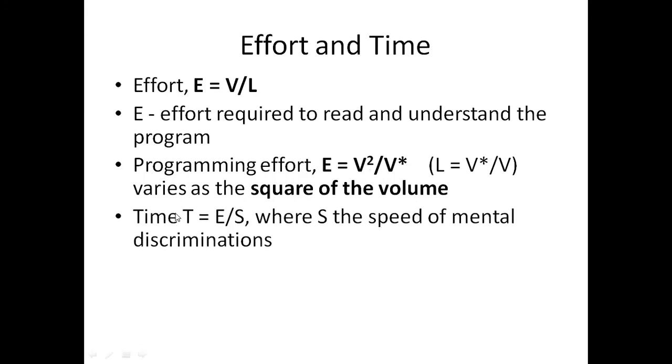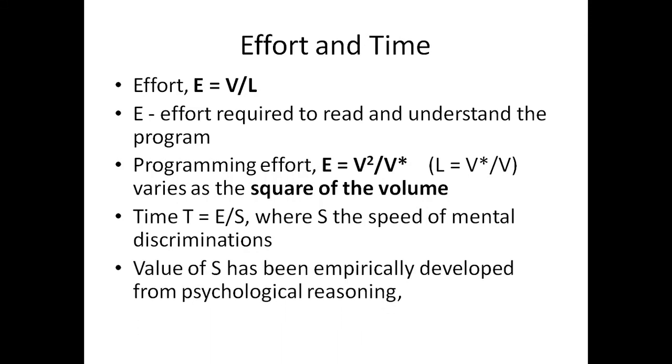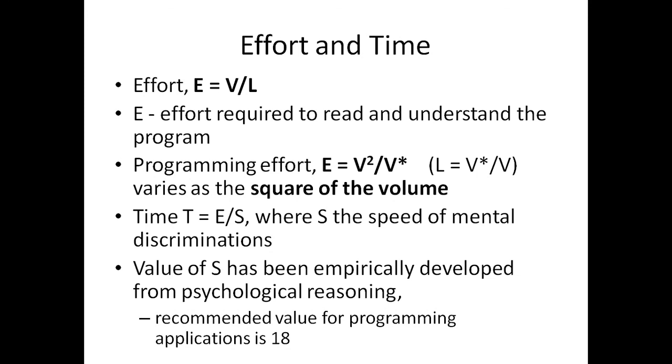And we can calculate time also. Development time T is given as E by S, effort by S, where S is the speed of mental discriminations. This S has been empirically developed from psychological reasoning, and its recommended value for programming applications is 18. So we know the value 18. If we calculate E, then we can simply calculate the development time T equals E by S. So these are the equations for effort and time.